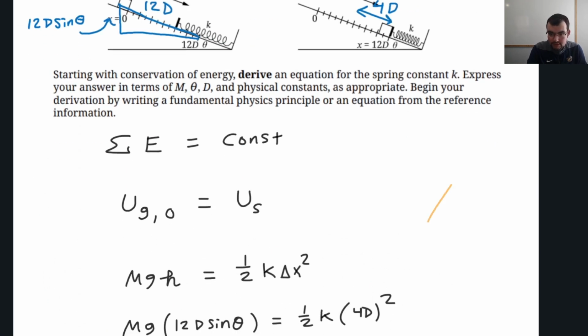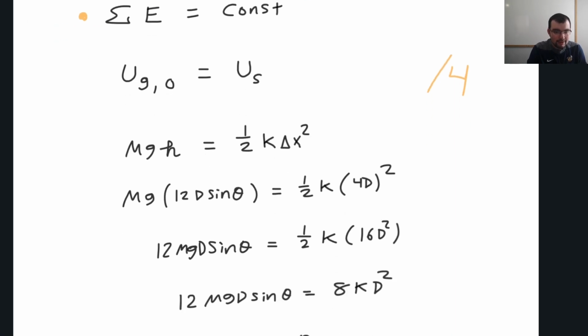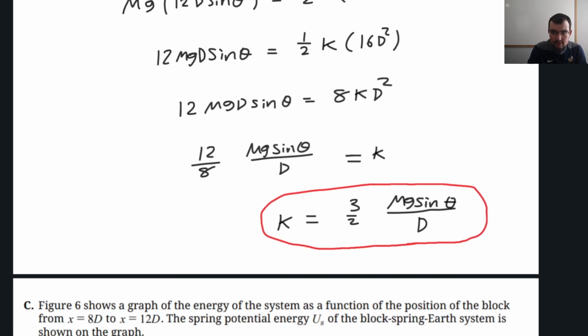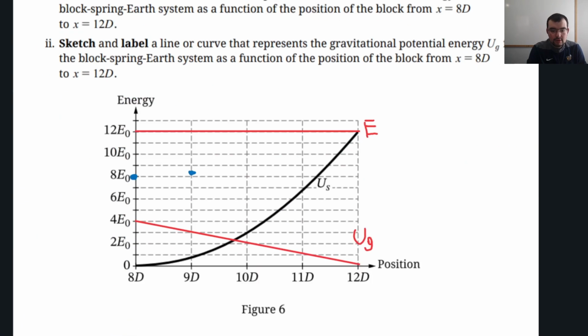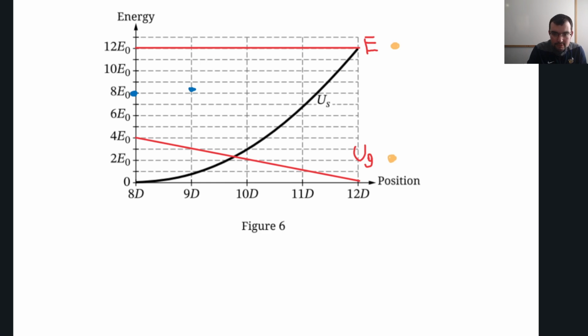Now for our 4-point derivation, you get a point for starting for conservation of energy. You get a point for valid expressions for GPE and EPE. You probably get a valid point for substituting in for H and delta X, and then you get a point for the answer. Then for your 3-point graph, you probably get 1 for the labeled E curve. You get 1 for the labeled UG curve, and then you probably get 1 for the sum of E equals 12E0. So for it to be reasonable, that all 3 energies would add up to 12E0.